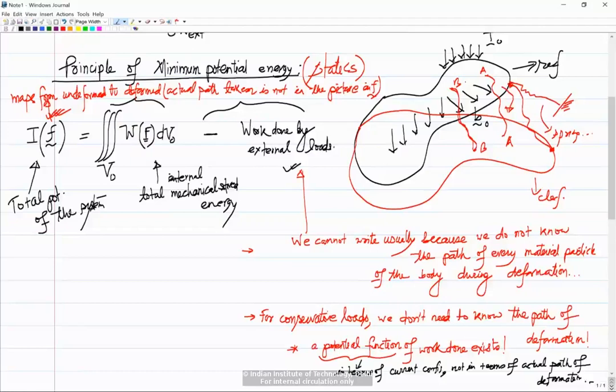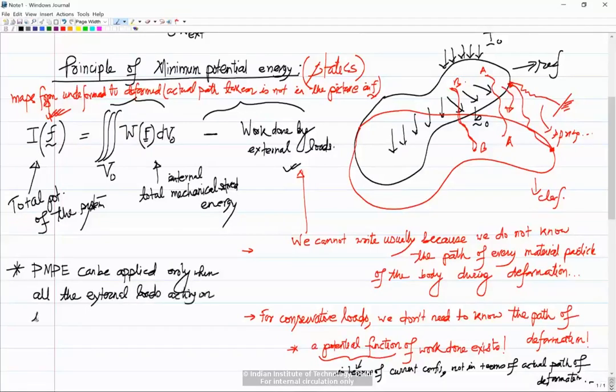Right? So this is the limitation. Principle of minimum potential energy, MPE, can be applied only when all the external loads acting on the body are conservative in nature.